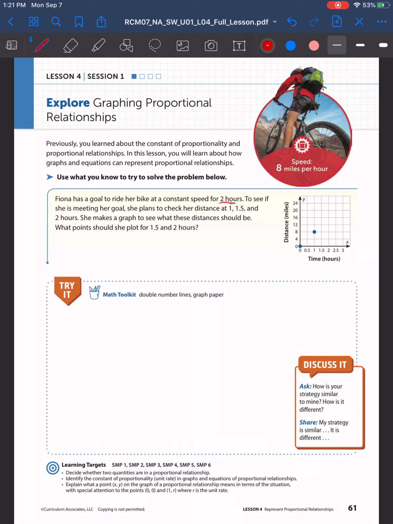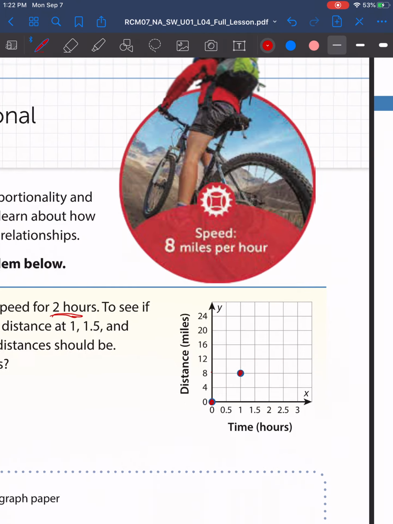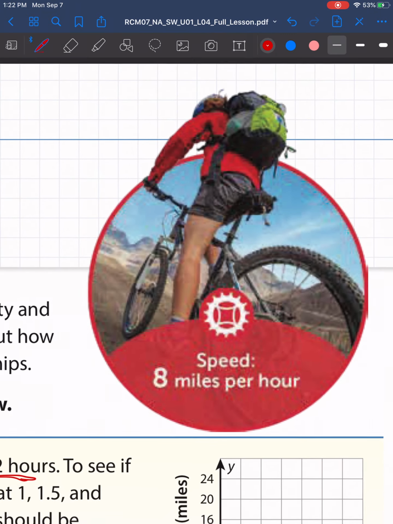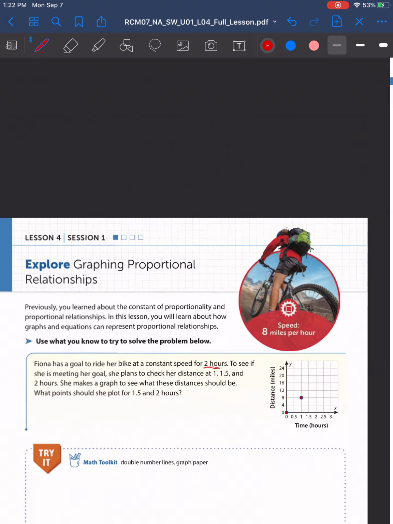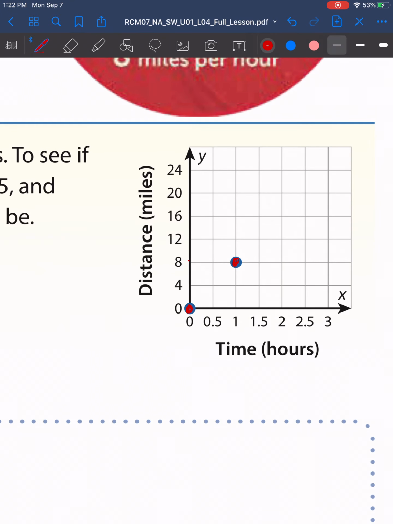Okay, so let's go ahead and see. We've got this little graph over here. We've got 0 hours, and obviously she's gone 0 distance. In 1 hour, she goes 8 miles. I think we're supposed to know that by this little picture up here. 8 miles per hour. So if that's the case, what should she be at 2?